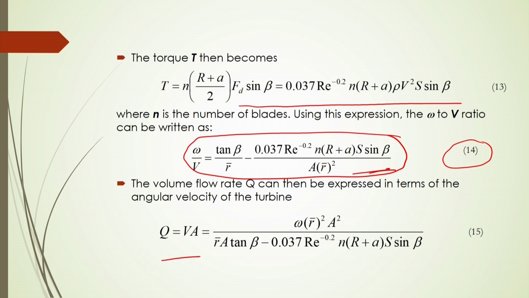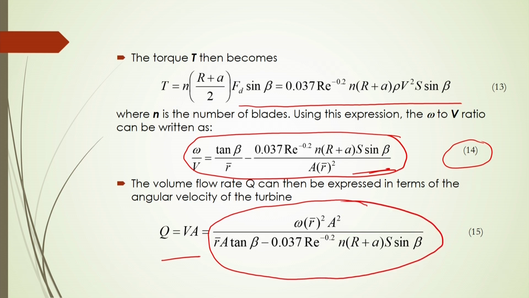Q will be equal to V into A, where V should be calculated based on this equation number 14, and after substitution of this V here, then you can have this final form of equation to calculate the volumetric flow rate here as given in equation number 15. So, this equation number 15 is to be used to calculate the volume flow rate based on the angular velocity of the turbine.